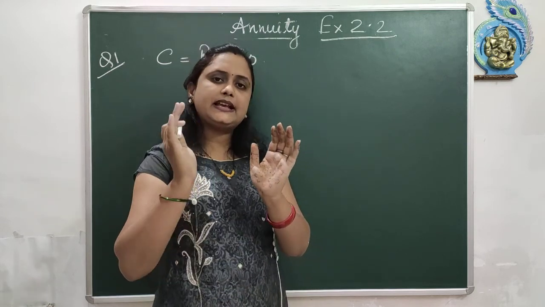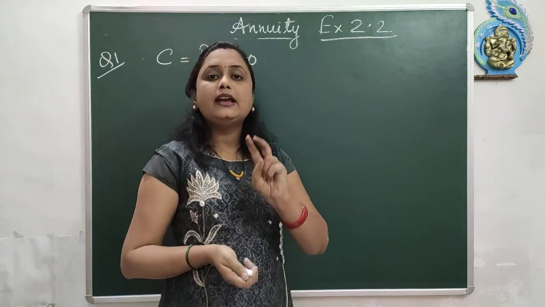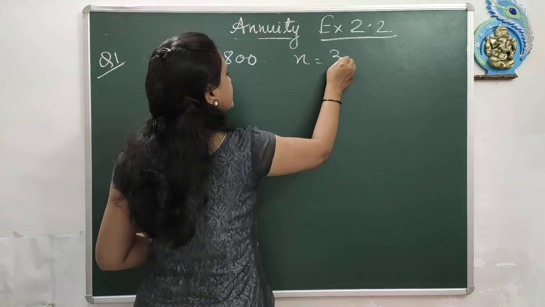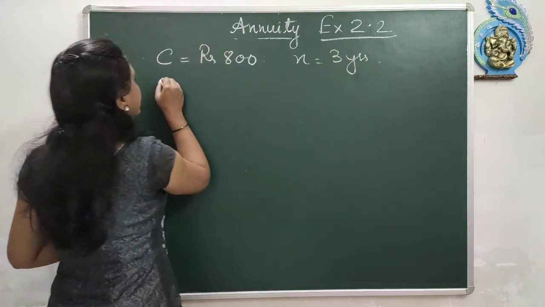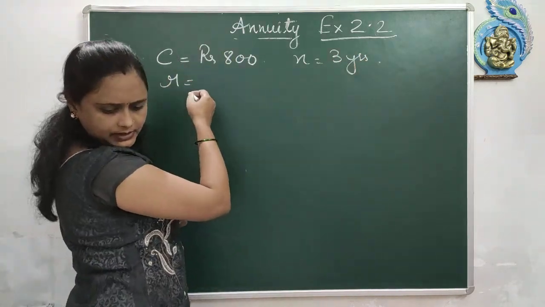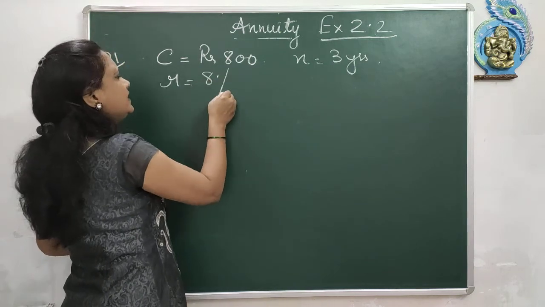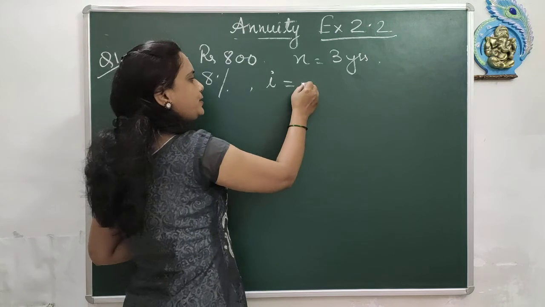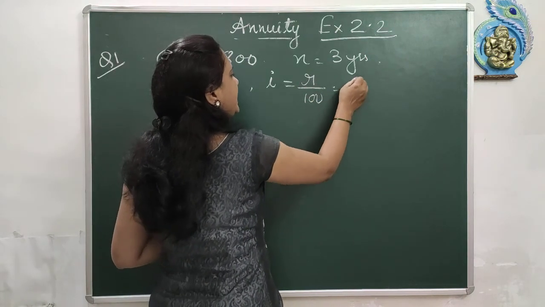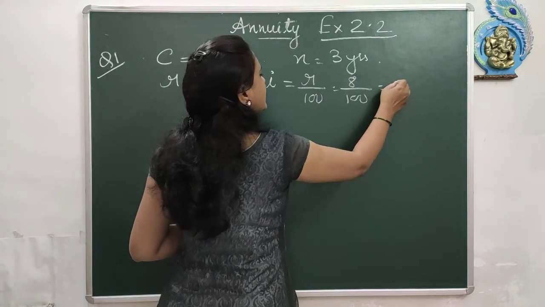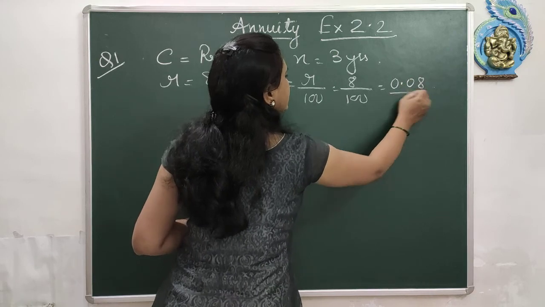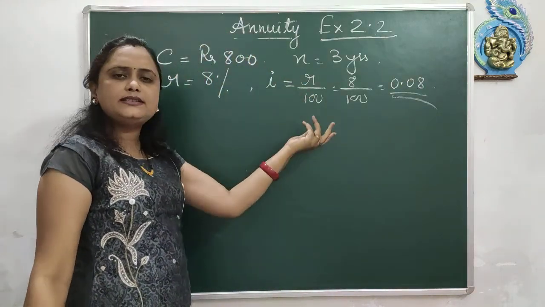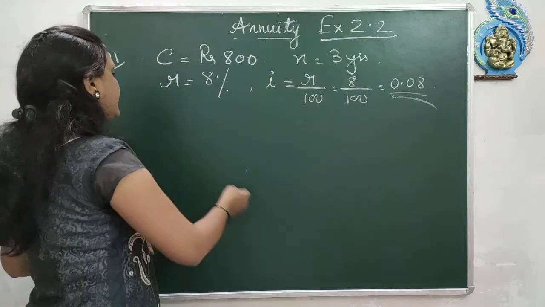Every year it is calculated once. And for 3 years, so n will be 3 years and the rate is 8%. So what will be I? You can calculate I as R upon 100, so it will be 8 upon 100, that is 0.08. This is I, this is C and this is A. These three things you need for finding A.